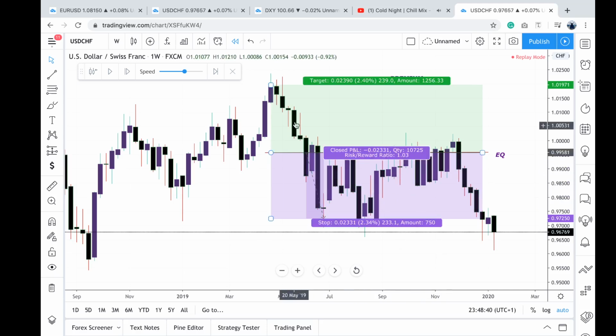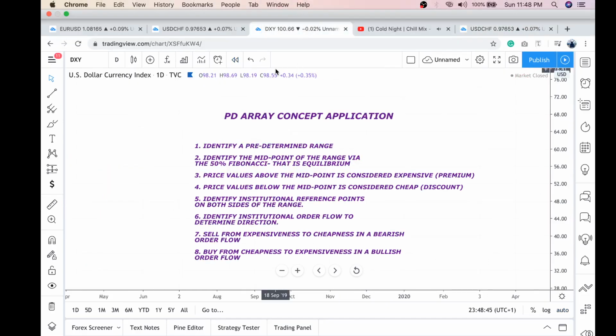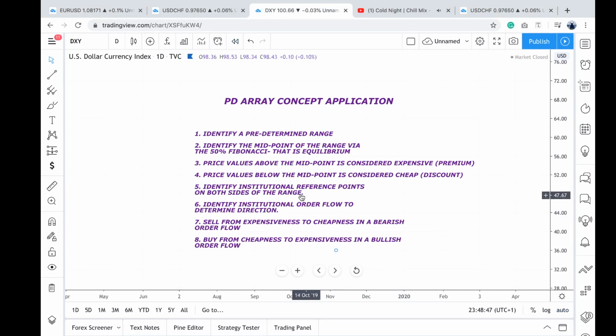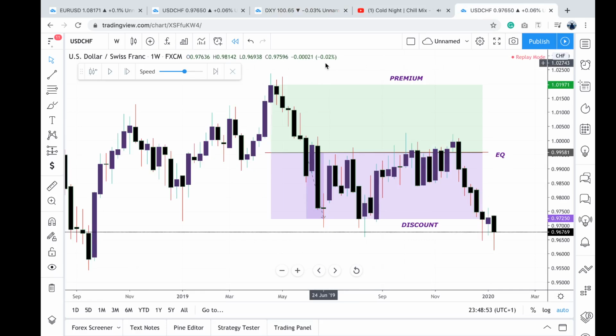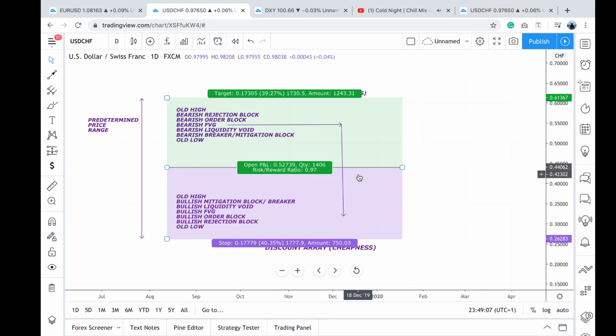Okay, but now remember we've identified a price range. So now let's go to the next step, which is identifying institutional reference points on both sides of the range. In terms of identifying the institutional reference point, all you're simply looking for is where price can potentially trade into and then unfold orders around that level. So now the first thing I want you to do is go back to our premium array chart.